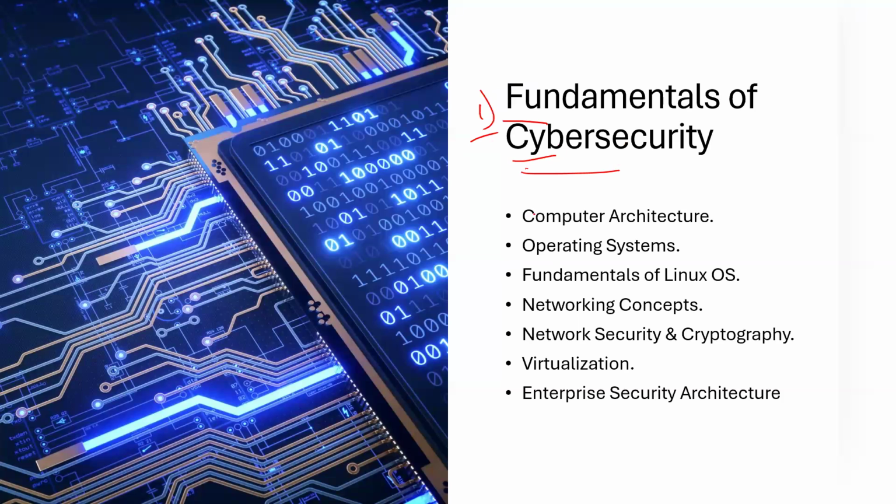Before going into cyber security, we'll first have a brief introduction about the computer architecture and the different types of operating systems, Windows and Linux. How a computer works and the fundamentals of these operating systems. Then we'll be moving on to networking concepts, network security and cryptography. What kind of cryptographic techniques we are using here, and virtualization. What is virtualization and what are the virtualization techniques? We'll be learning about this, and also enterprise security architecture: how enterprises deploy their security architecture, and what common standards enterprises follow when establishing it.